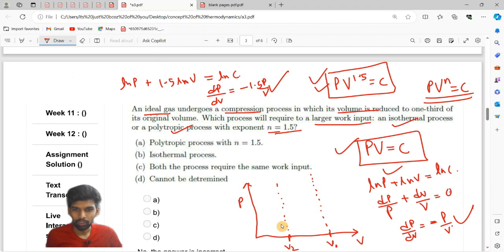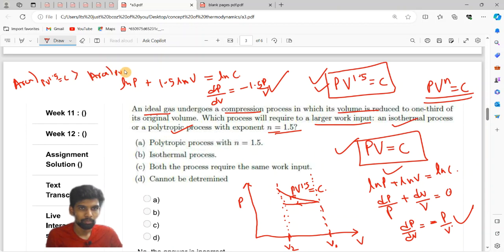So if we have to plot between the same states, then PV^1.5 equal to C will look like this, while isothermal will look something like this. So we can clearly see that the area for PV^1.5 equal to constant is more than the area for PV equal to constant. So this is for polytropic, this is for isothermal. So the area under the curve projected on the volume axis for the polytropic process is more than that for the isothermal process.